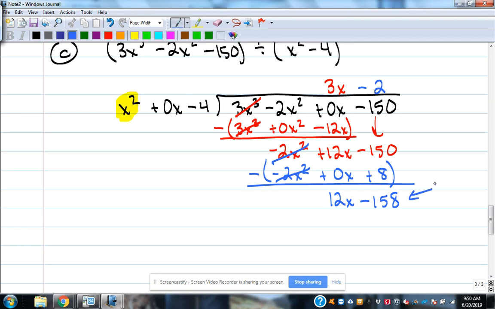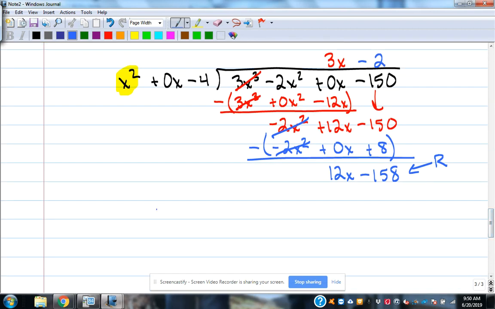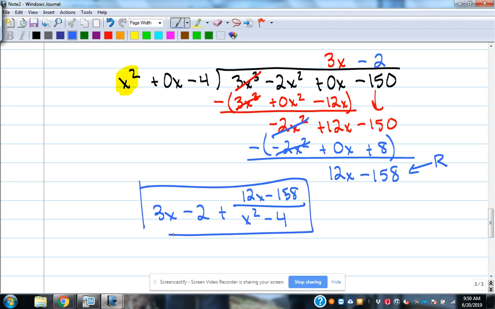Again, remainder. I just put an R there. And again, we write our answer. 3x minus 2 plus 12x minus 158. And I'm just going to shorten up and go to the original divisor, which was x squared minus 4, just to shorten it up a little bit.